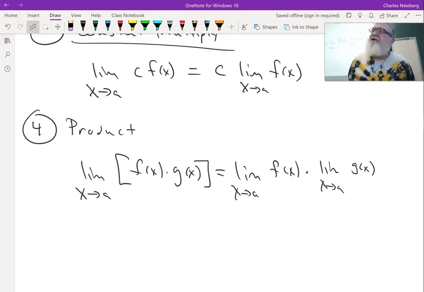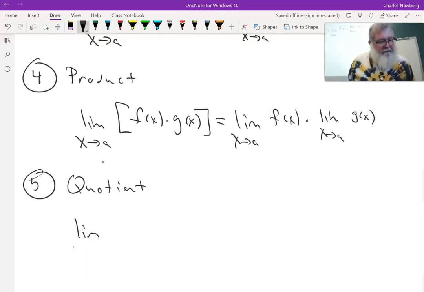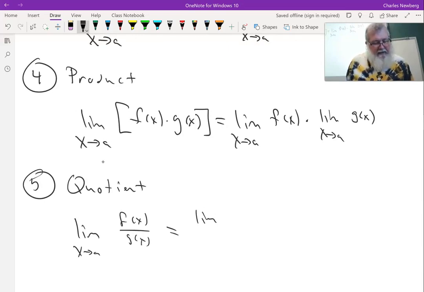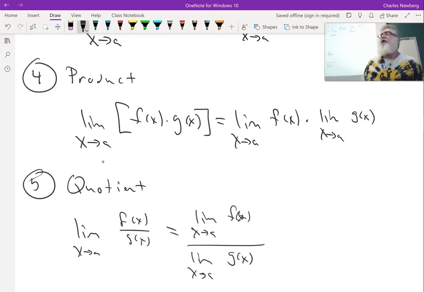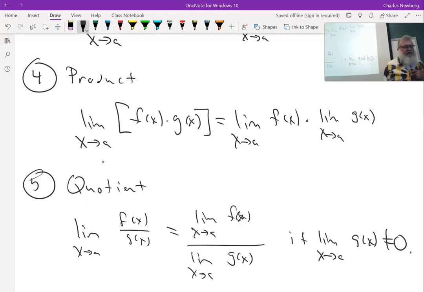What comes after product? Product's what? Multiplication. What comes after multiplication? Division. It's called the quotient rule. And it says this: the limit as x approaches a of f of x over g of x equals the limit as x approaches a of f of x over the limit as x approaches a of g of x. Except one more thing. What do we always worry about on division? Dividing by zero. So provided the limit as x approaches a of g of x does not equal zero. Thou shalt not divide by zero.